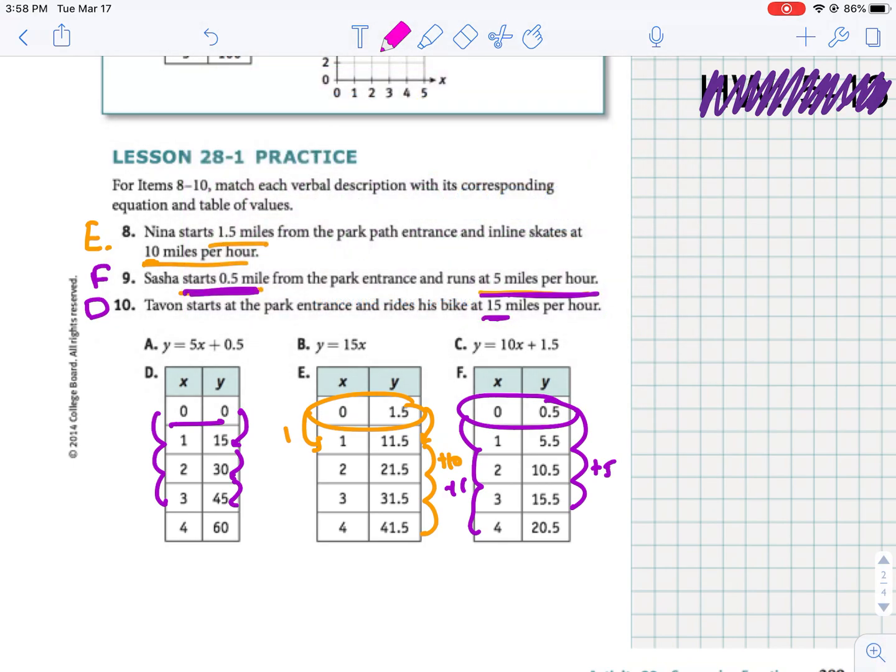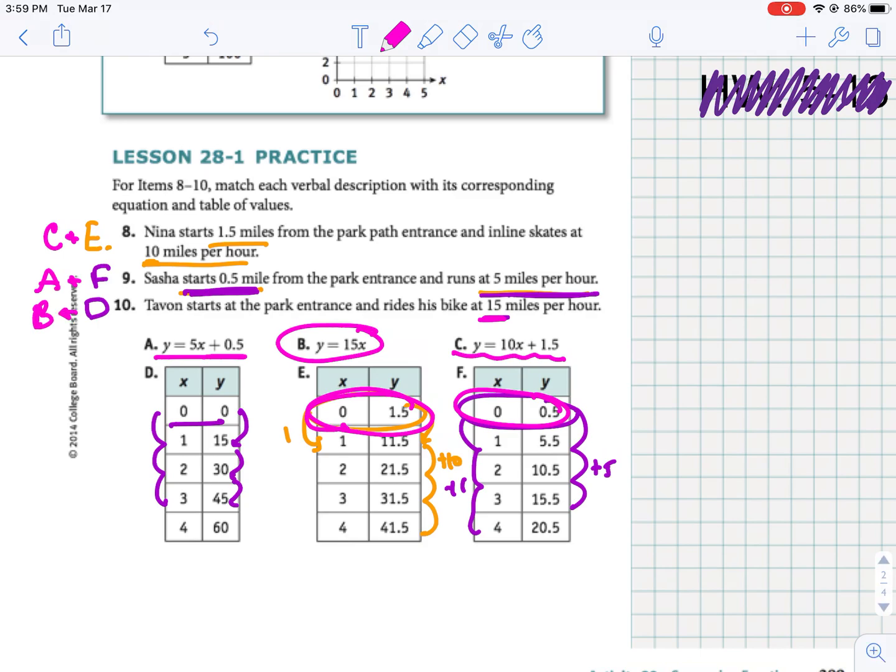Okay, now we also have to match the equations A, B, and C, but I wanted to do the tables first. So now we've got to match the equations. Nina started with 0, 1.5. So we can see that has a y-intercept of 1.5 and a slope of 10. So that's got to be letter C. So number 8 goes with C and E. The next one, Sasha started at 0, 0.5. So her y-intercept has to be 0.5, which has got to be letter A. And the last one, Tavon starts at the park's entrance, which is a y-intercept of 0, and his slope was 15. So that's got to be letter B.